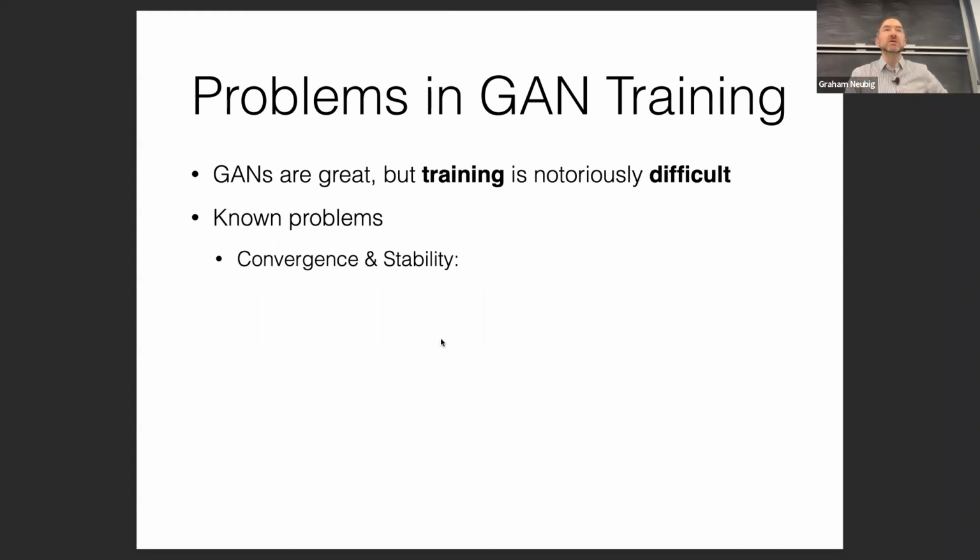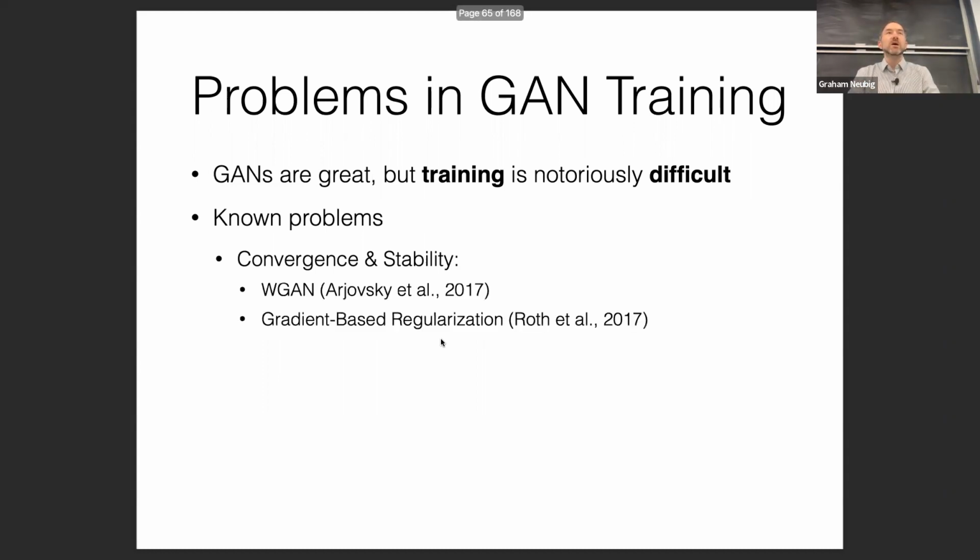Essentially, because you have these two competing objectives, they might pull against each other, and the model won't converge well. You'll get fluctuating losses and things like this. There's a number of methods to fix this, like the Wasserstein GAN, which basically changes the objective to be closer to a more global objective, and does gradient-based regularization.